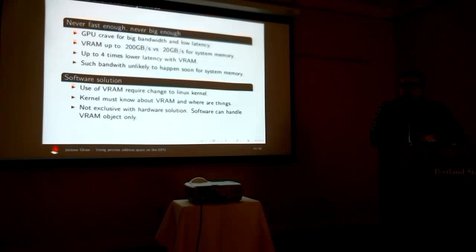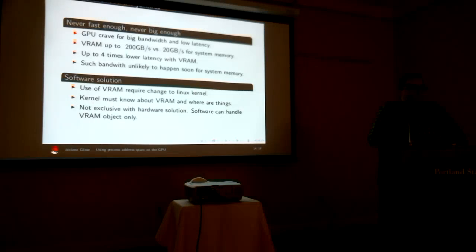GPUs really crave bandwidth, and video memory is up to 200 GB per second on a GPU with GDDR5 and several channels. But for system memory, it's 20 gigabytes per second, so it's tenfold slower. So when you want to crunch numbers, you definitely want to use video memory. And if you want transparent process address space, you also want to use video memory, because otherwise you basically waste system memory bandwidth. The latency too is a lot higher if you use the system memory.